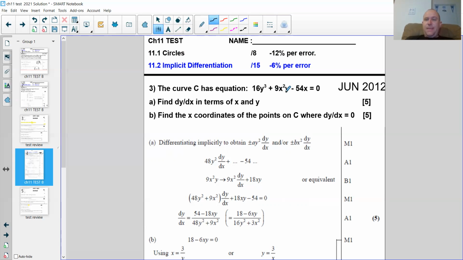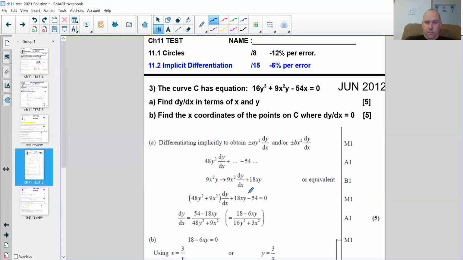So 9x squared times the differential of y, which is dy by dx, plus the second one, which is y, times the differential of the first term, which would be 18x. So we're getting 1 point here just for doing our product rule as well.